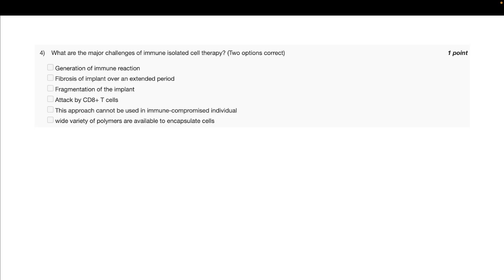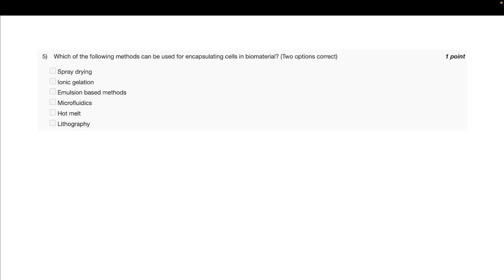Then next question was, what are the major challenges of immune isolated cell therapy? First was generation of immune reaction. Even if the cells used in immune isolated cell therapy are from the patient's own body, there are chances that it might lead to generation of immune reaction. And fibrosis is another problem, because the patient's body is not able to clear off this implant, which is still a foreign entity for the body. So it will start fibrosing over this implant, and that will cause diffusion problems. So that will lead to therapy failure. So these are two major challenges for immune isolated cell therapy. And then fifth question was, which of the following methods can be used for encapsulating cells in biomaterials? The two methods widely used are ionic gelation and microfluidics.